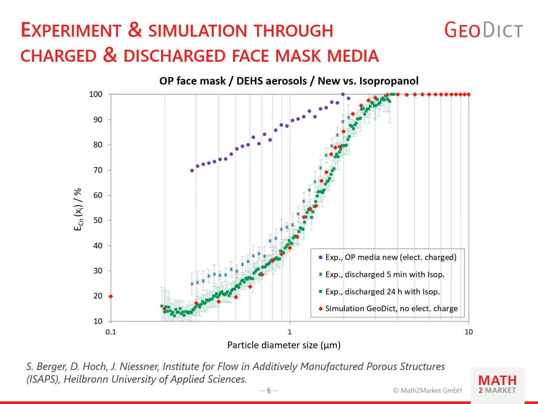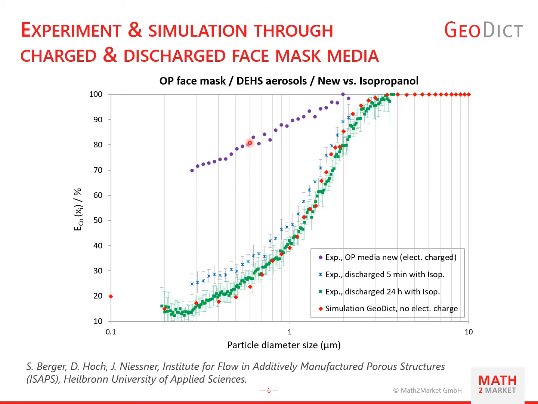So on the filter media of the face mask shown in the previous slide, the simulation of the filtration with GeoDict and experiments were done. Here we can observe the results done by Berger et al. from Heilbronn University of Applied Sciences. The simulation with GeoDict, shown here with red color, was conducted considering no electrical charge. And when we considered experiments with the filter media, discharging the media 24 hours with isopropanol, we can observe a very good agreement between the simulation and experimental results.